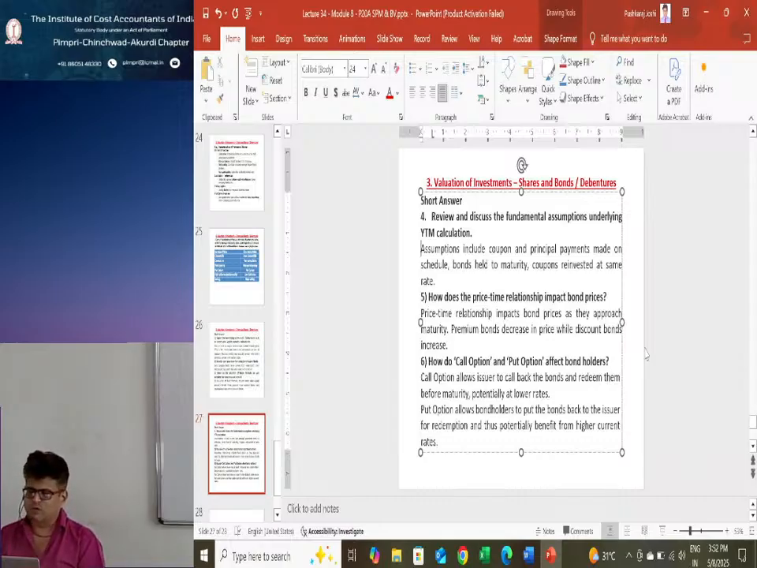And the last short question answer, how do call option and put option affect bondholders. So call option allows issuer to call back the bonds and redeem them before maturity, potentially at lower rates, and put option allows bondholders to opt.